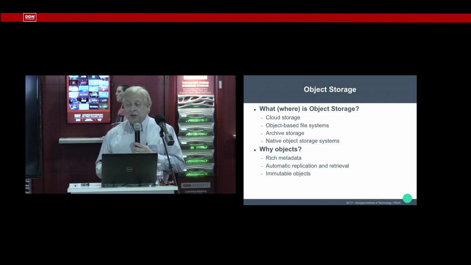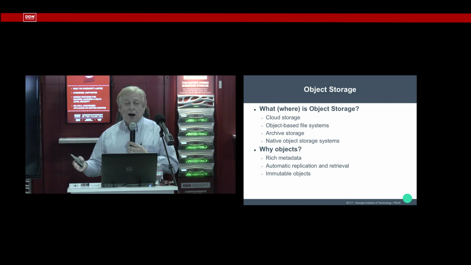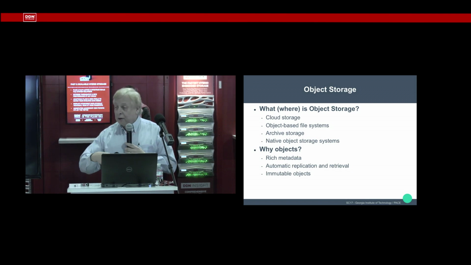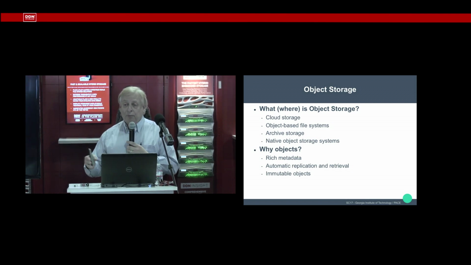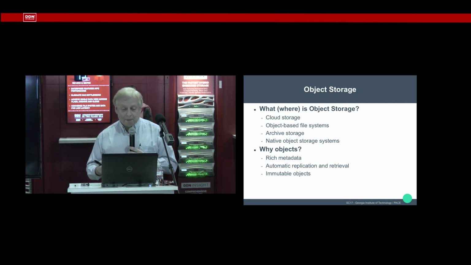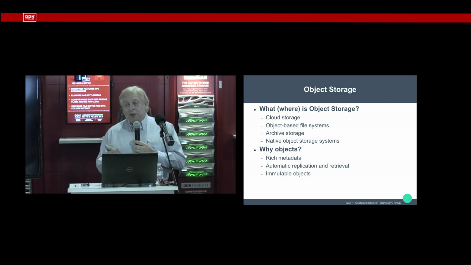If there's a discrepancy, it goes to find maybe multiple copies and it says, okay, which one of these is correct? It'll rebuild that object, create it, put it back out there. All of that happens in the background so that by the time you retrieve the object the next time, it's already been corrected. That's great. Why objects in the first place?